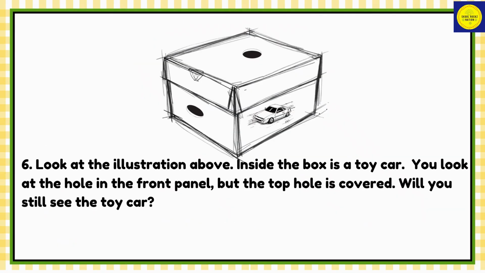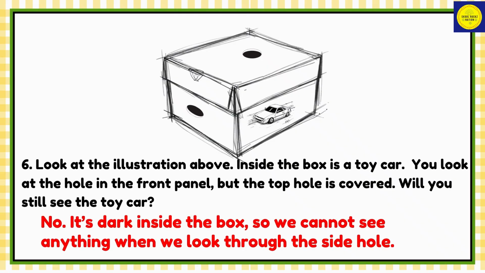Look at the illustration above. Inside the box is a toy car. You look at the hole in the front panel, but the top hole is covered. Will you still see the toy car? No, it's dark inside the box, so we cannot see anything when we look through the side hole.